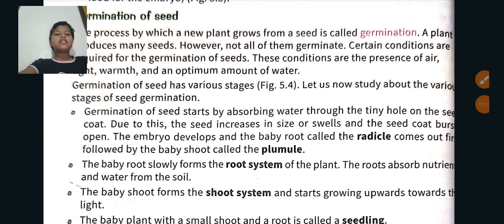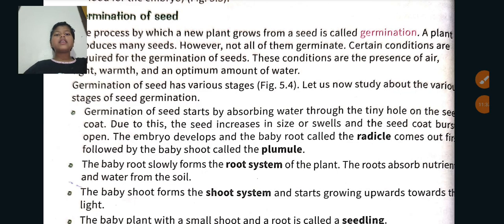Germination of seeds starts by absorbing water through the tiny holes in the seed coat. Due to this, the seed increases in size or swells. The seed coat bursts open. The embryo develops and the baby root called the radicle comes out first, followed by the baby shoot called the plumule.